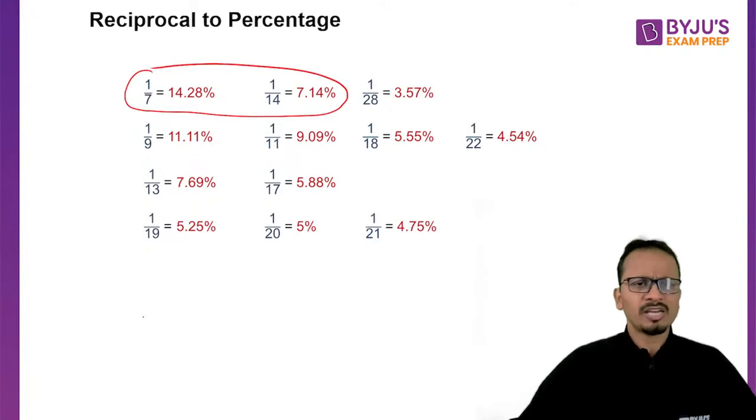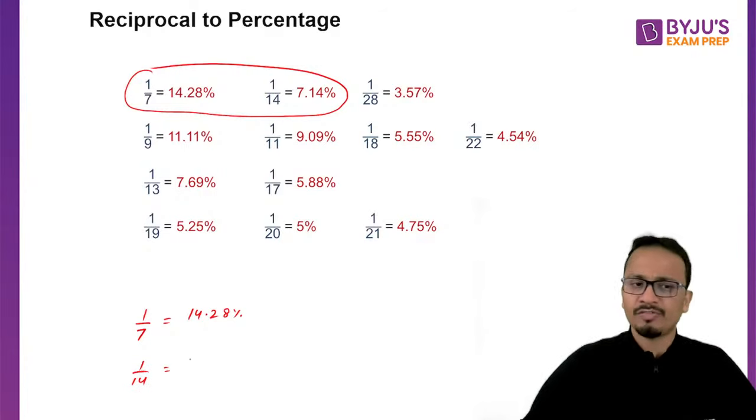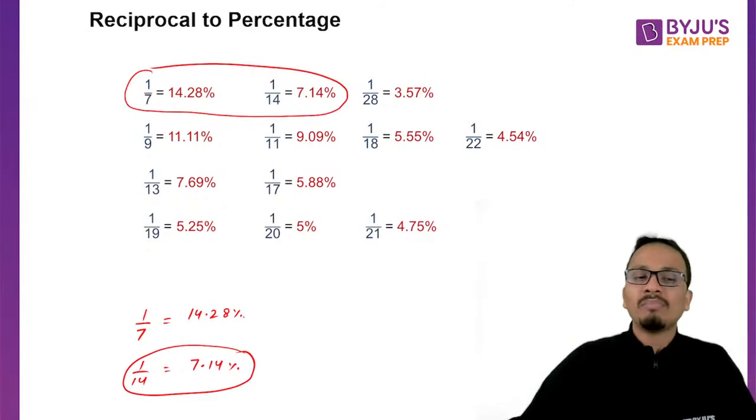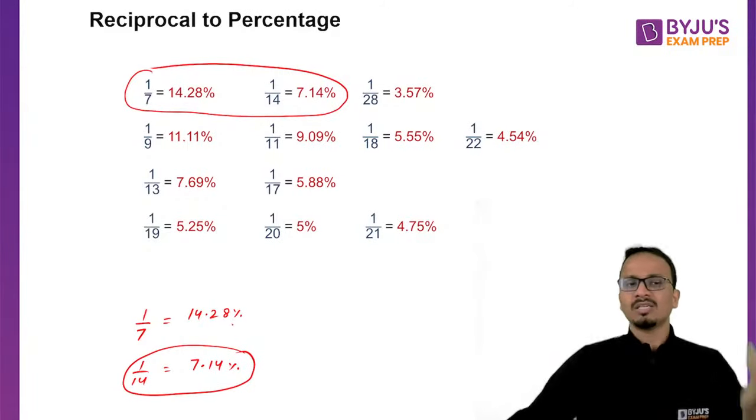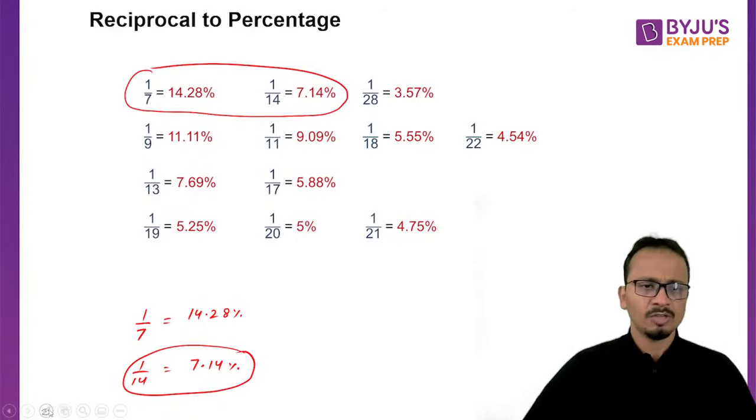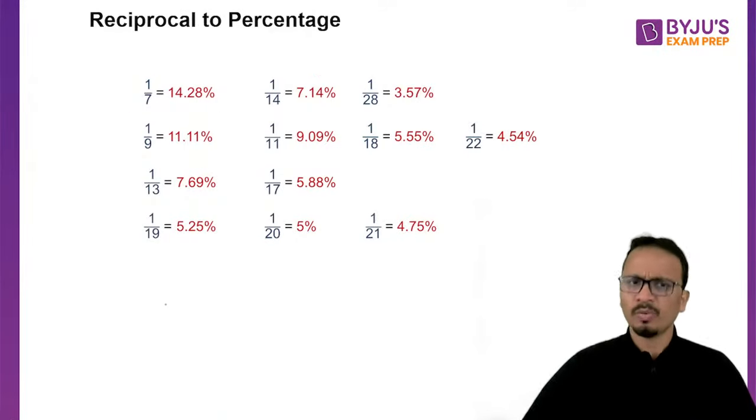You can just remember 1 by 7. If 1 by 7 is 14.28%, then 1 by 14 will be half of that. Half of 14.28 will be 7.14. So there is no need to memorize 1 by 14 if you already remember 1 by 7. 1 by 7 is 14.28, and 1 by 14 will be half of that. So these two are frequently used.